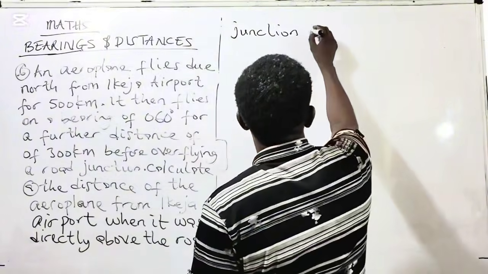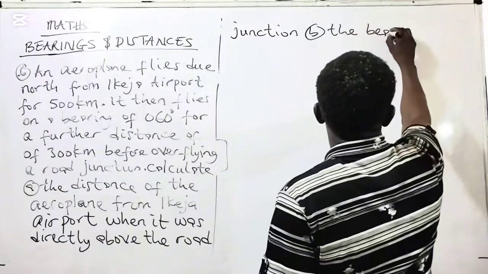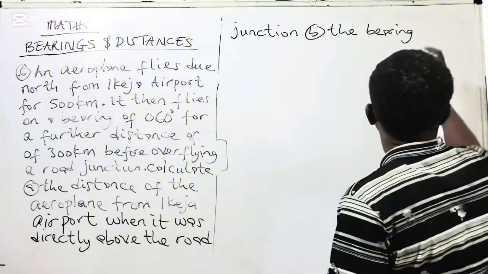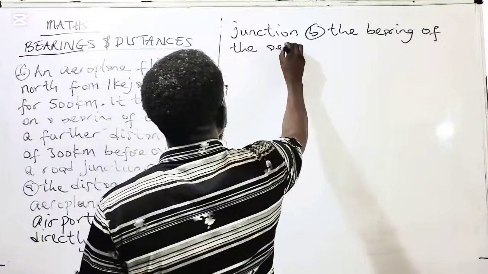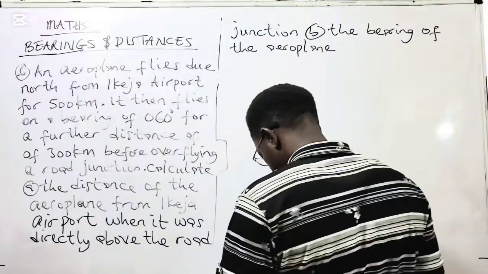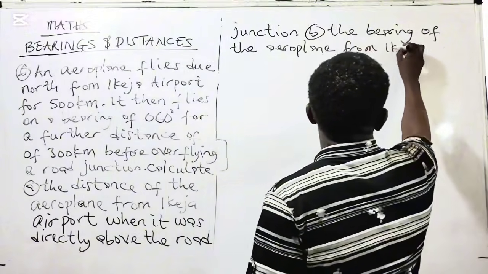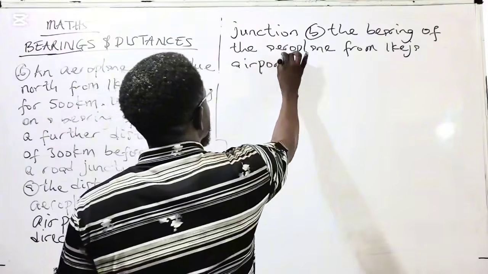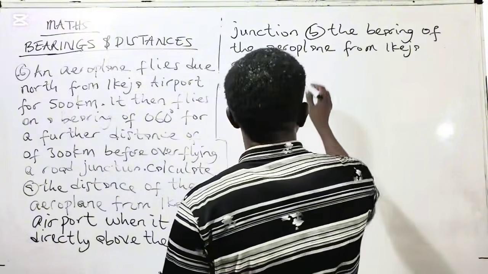Then B, the bearing of the airplane from Ikeja Airport at this instant.